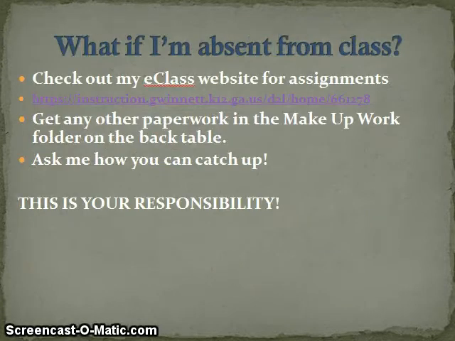Okay, if you are absent, it is your responsibility to make up the work you miss. There are lots of ways to do this. I will update the calendar on eClass with everything, usually a week out, so you can go ahead and see what you're missing, maybe even do the work that you miss. But when you come back, there is a makeup work folder on the back table that you can go to. First of all, you have to go to the course that you are with. If you're combo, that's first block. If you're non-combo, that's second block, or second and fourth block, excuse me.